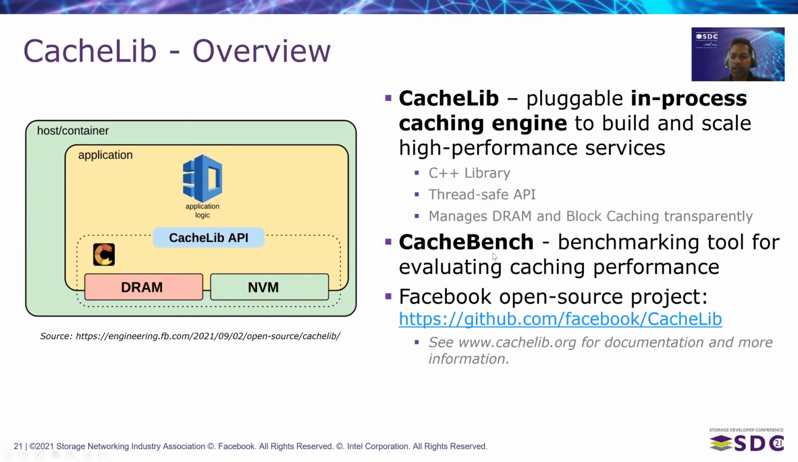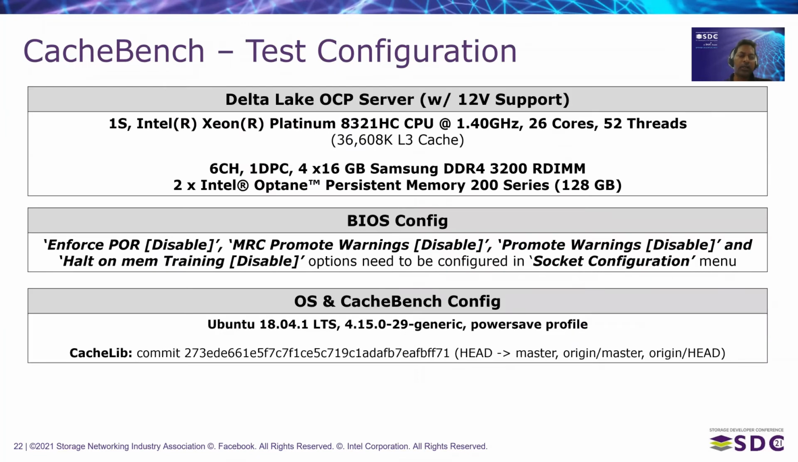CacheBench is the benchmarking tool that uses the CacheLib API for evaluating different types of media and different configurations, to evaluate the performance attributes of CacheLib. So both of these are open sourced, and available at the GitHub location in the last bullet.